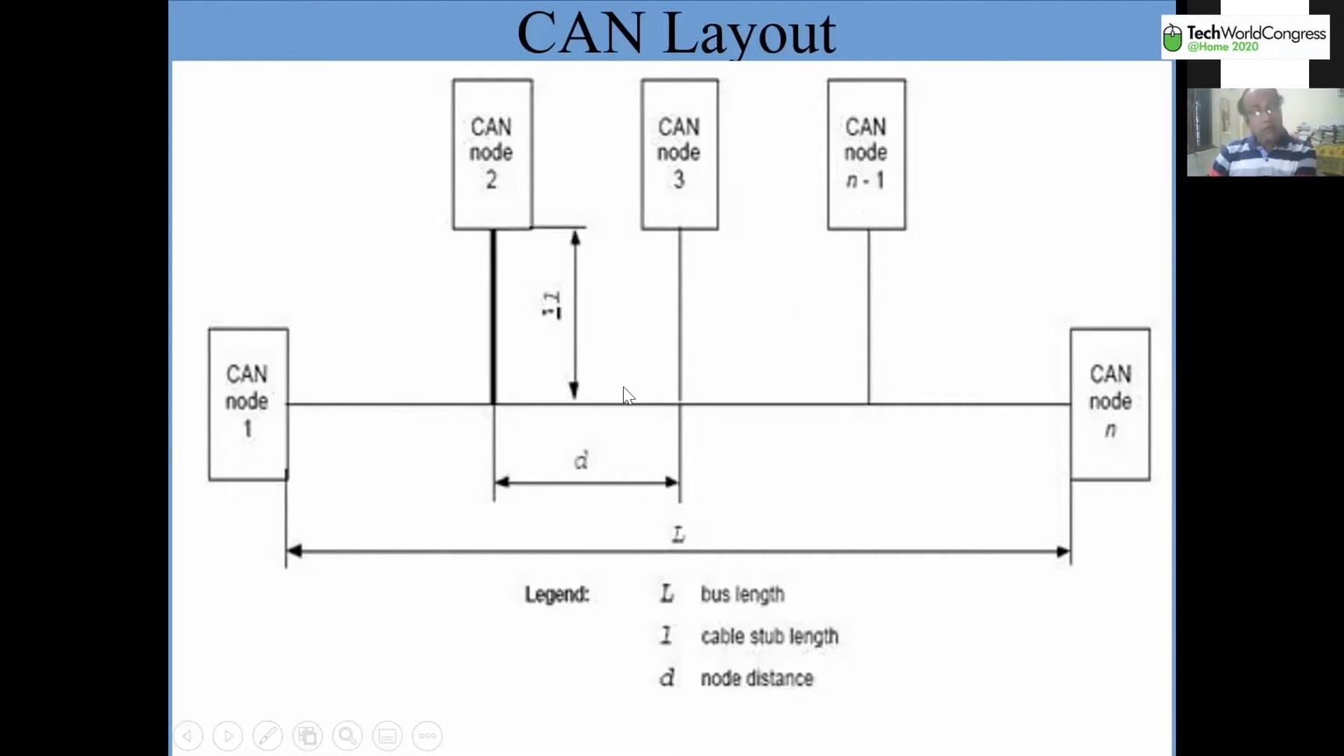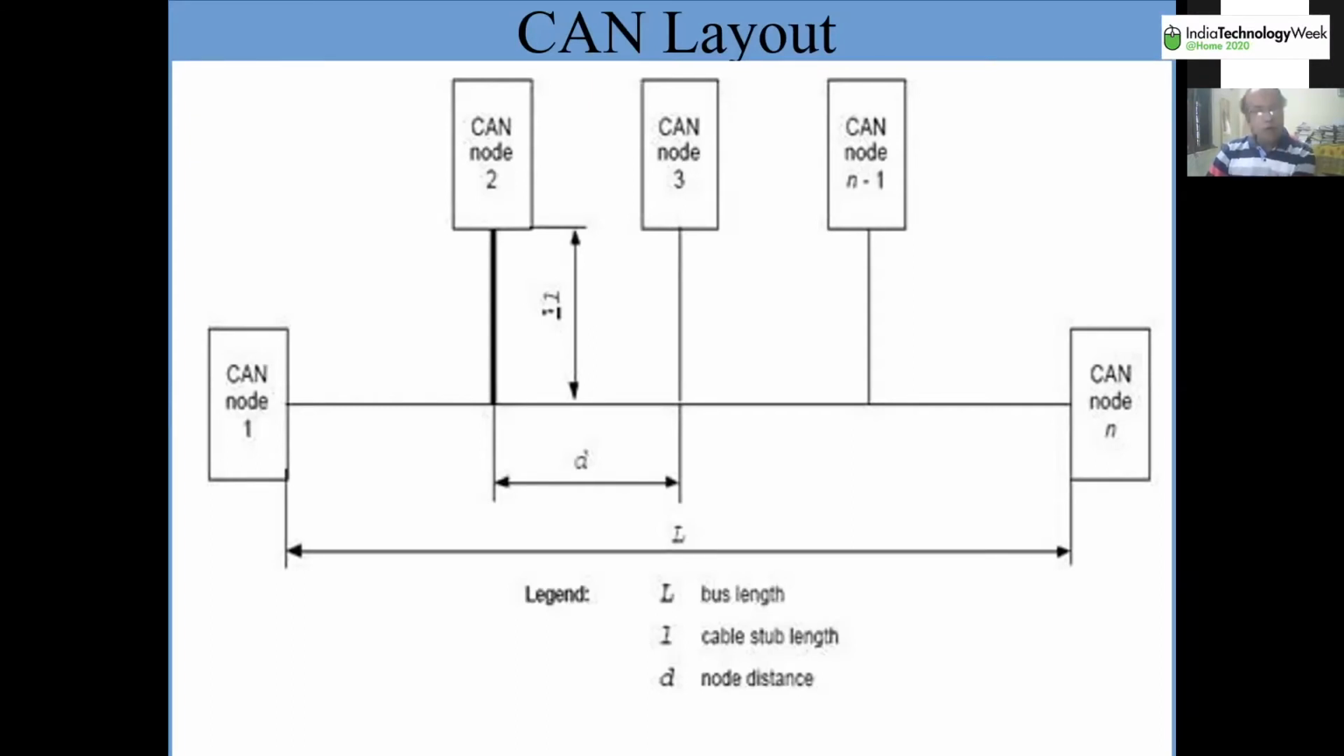And CAN bus has one more advantage. It has very good, excellent error correction. And another excellent advantage of CAN bus is that if you reduce the CAN bus speed, you can increase the length between nodes to a great extent. I'll show you. And if you increase the speed, that length will be reduced. That is one unique advantage of CAN bus.